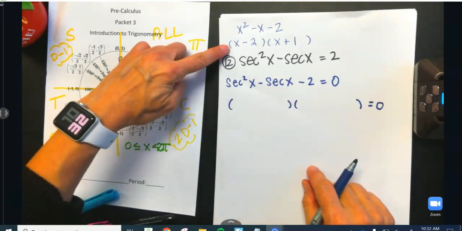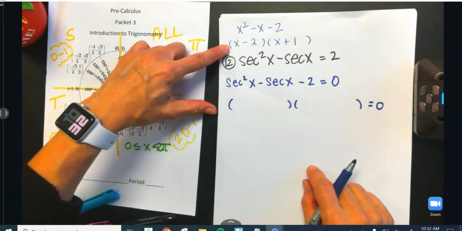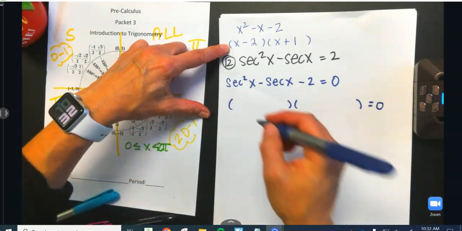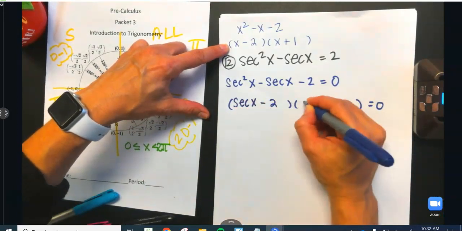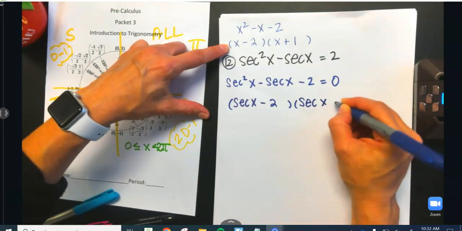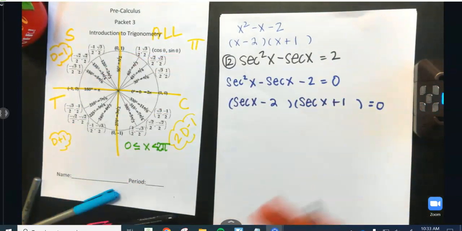All right, so it's going to be x minus 2 and x plus 1. But remember, we're going to write secant in front of those x's. So secant x minus 2, secant x plus 1. Set them equal to 0 and solve.